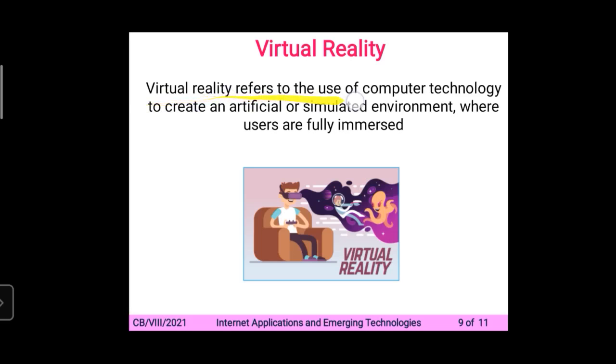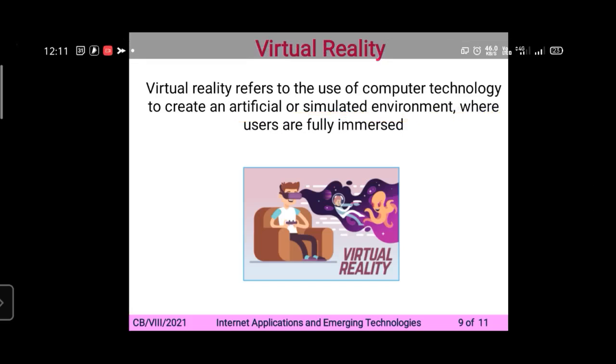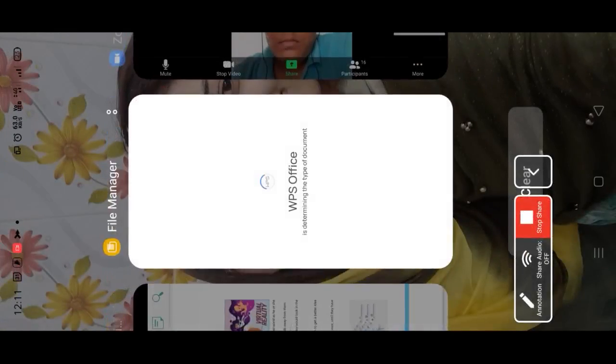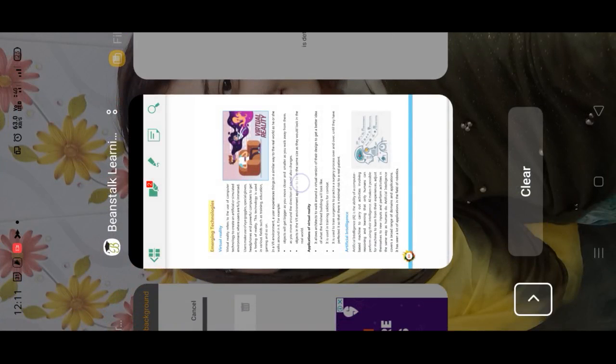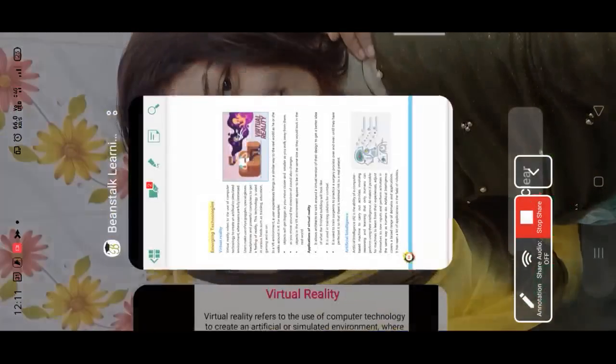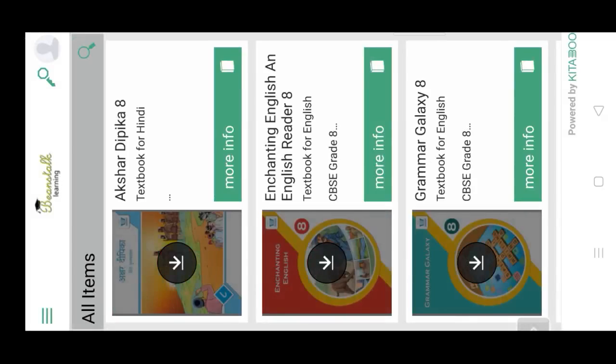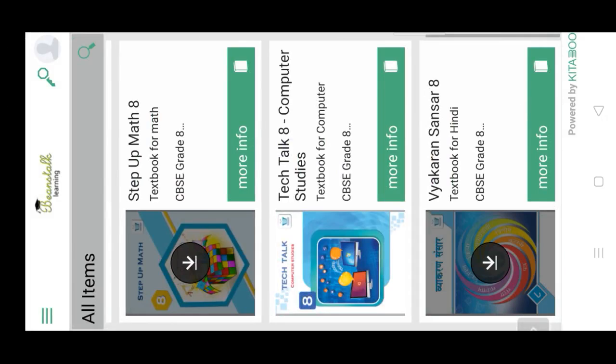So what is virtual reality? It refers to the use of computer technology to create an artificial or simulated environment where users are fully immersed. आपको ऐसा ही लगेगा कि आपके पास में ही है. Whenever you go for 3D movies, you know that they give you specs, and you have to wear them to watch the movies.